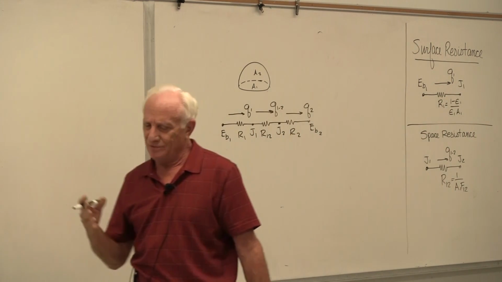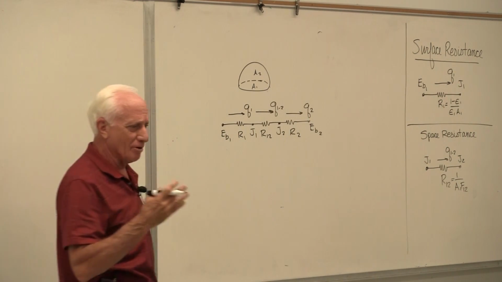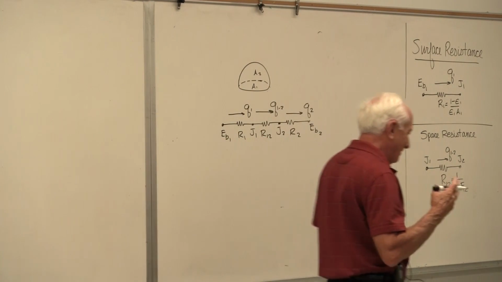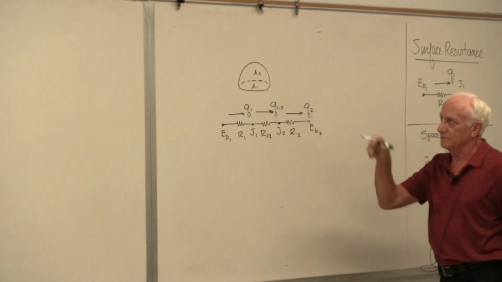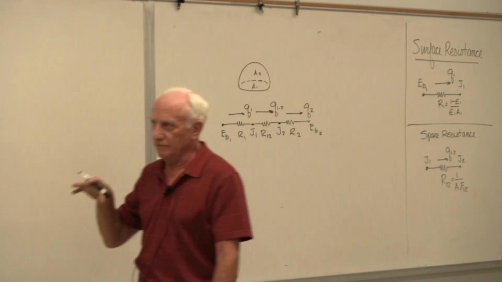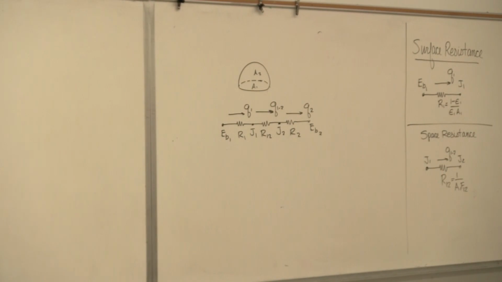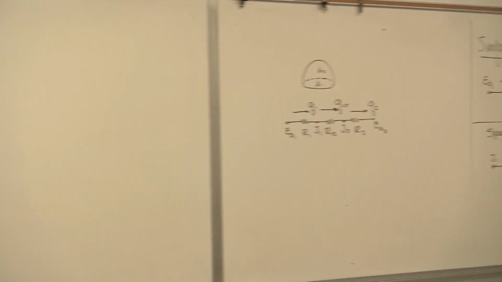You can find the J's, but they're not important. Normally, in thermal analysis, we want to find the Q's. So that's how you find the Q's. Now we make life a little more difficult. That's a two-surface enclosure. This is a three-surface enclosure.